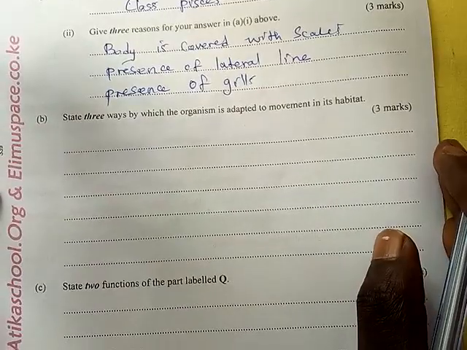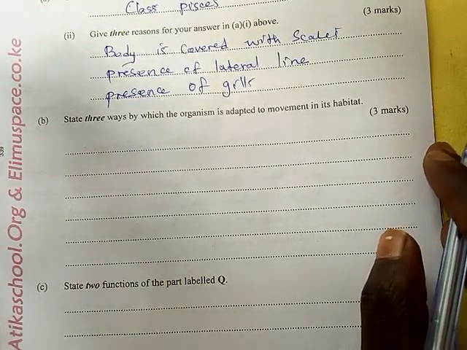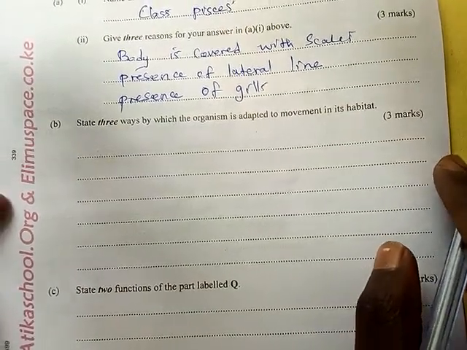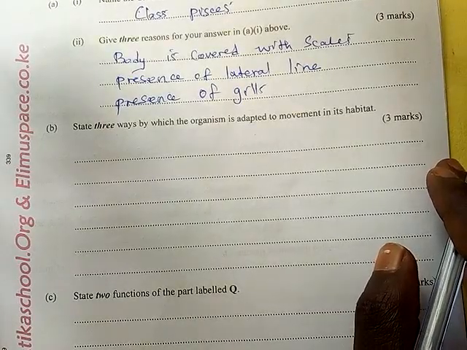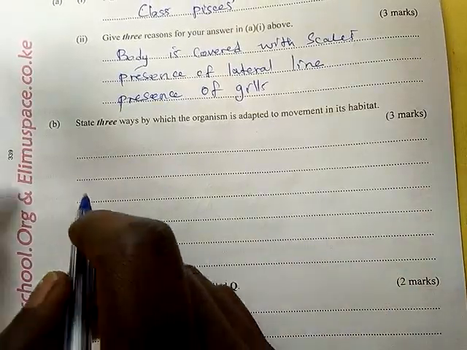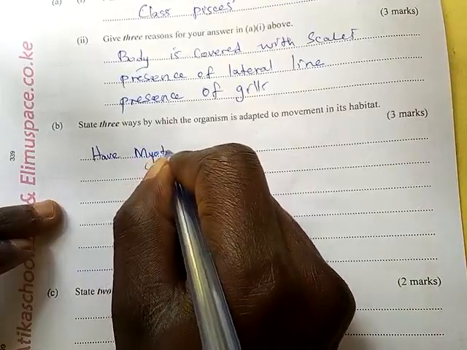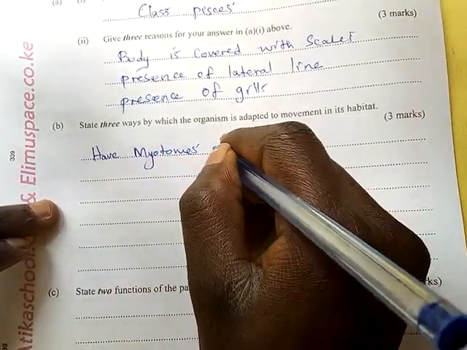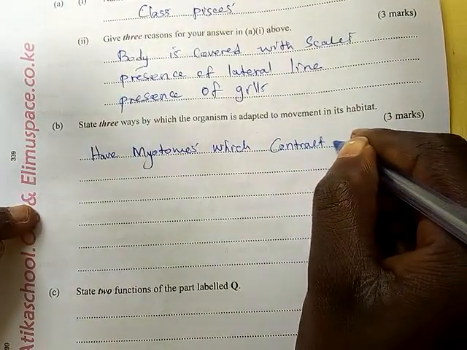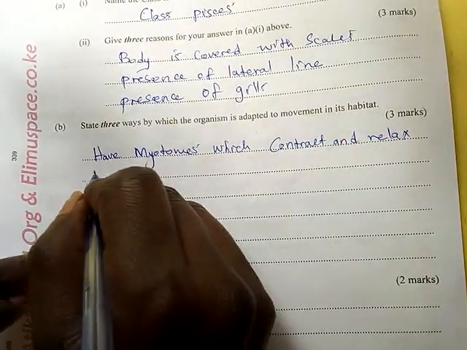Now B: state 3 ways by which the organism is adapted to movement in its habitat. You should be able to know the movement of fish in water. That's also an essay. Now you can see fish have myotomes. These are muscle blocks which contract and relax to bring about movement.